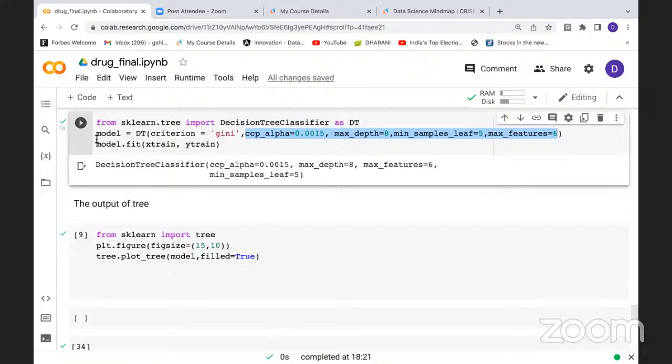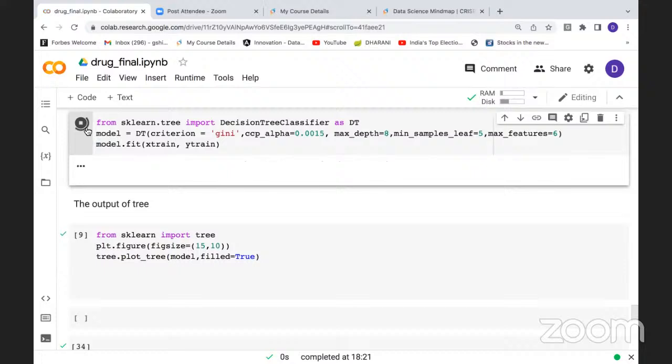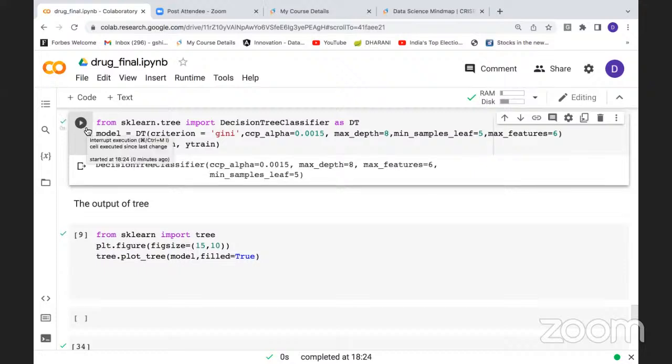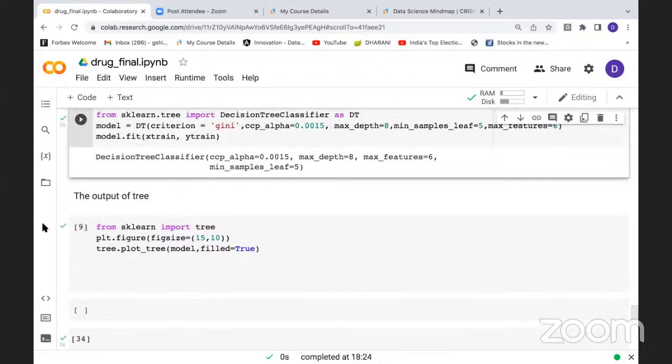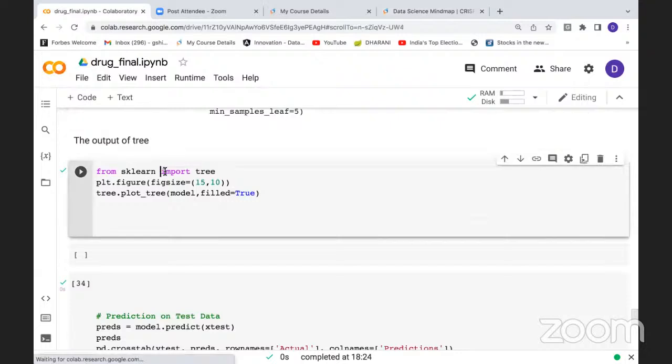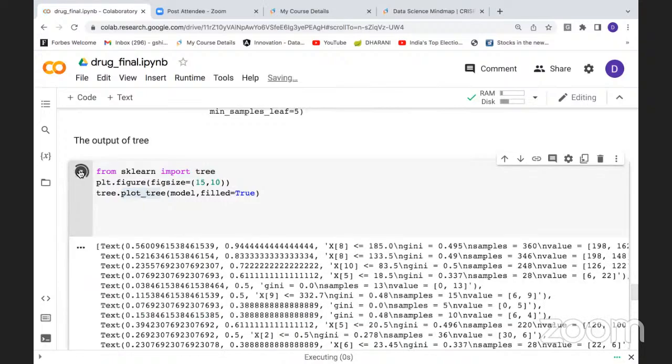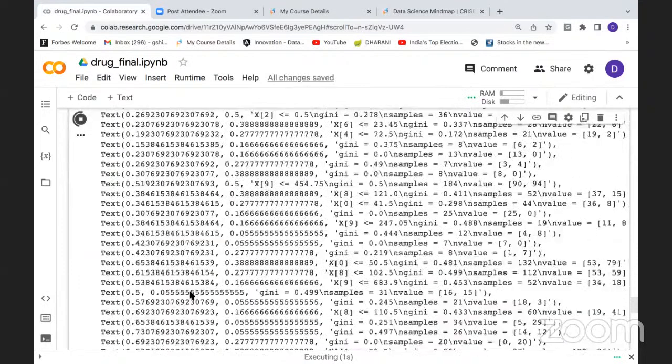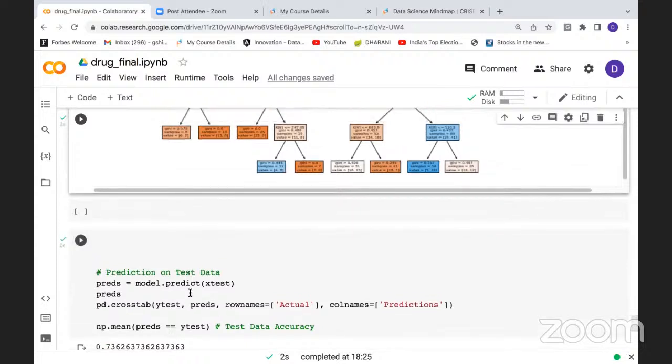So I'm running it. This is my initialization. Now I'm fitting it. Now let me show you how the tree looks. How to do that? I'm just taking from sklearn, I'm importing tree.plot_tree. This is your tree.